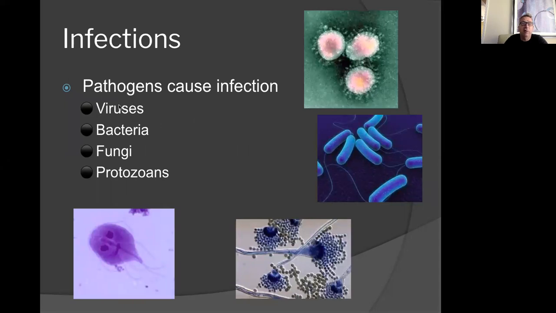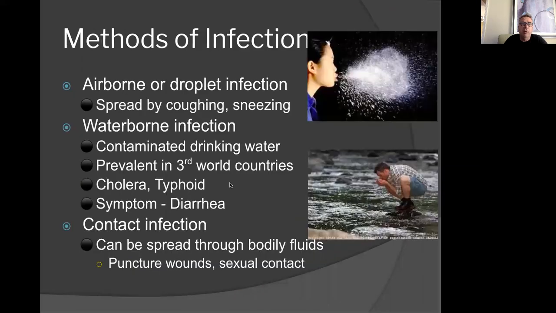All right, so what are some pathogens that cause infection? Viruses, obviously, we're pretty well known about those right now. Bacteria, fungi, and protozoans, mostly in the water supply. Waterborne infection is contaminated drinking water, mostly in third world countries where they don't have a sewer system. Two diseases that are common with this are cholera and typhoid. And then obviously it's diarrhea, and it could be severe dehydration, and then it can cause death.